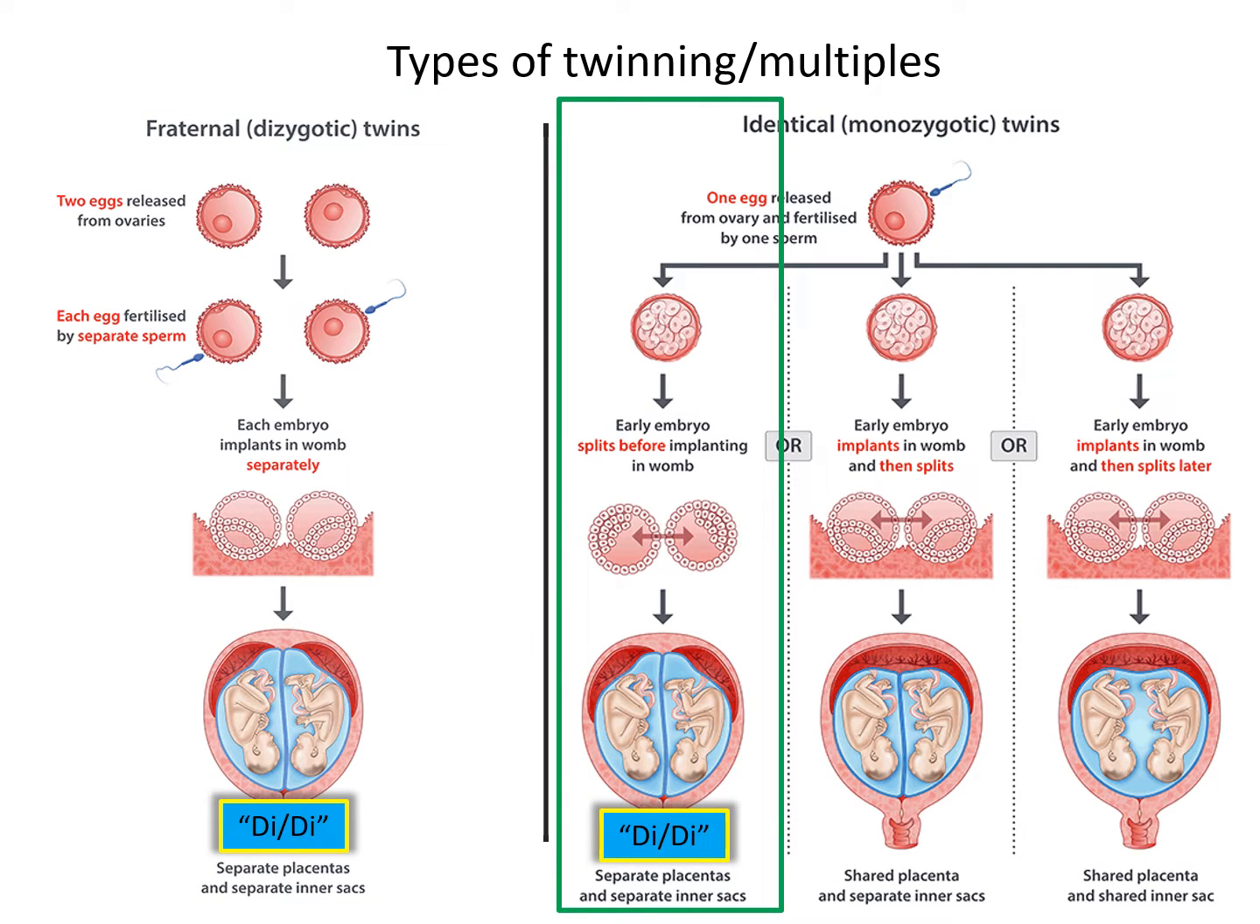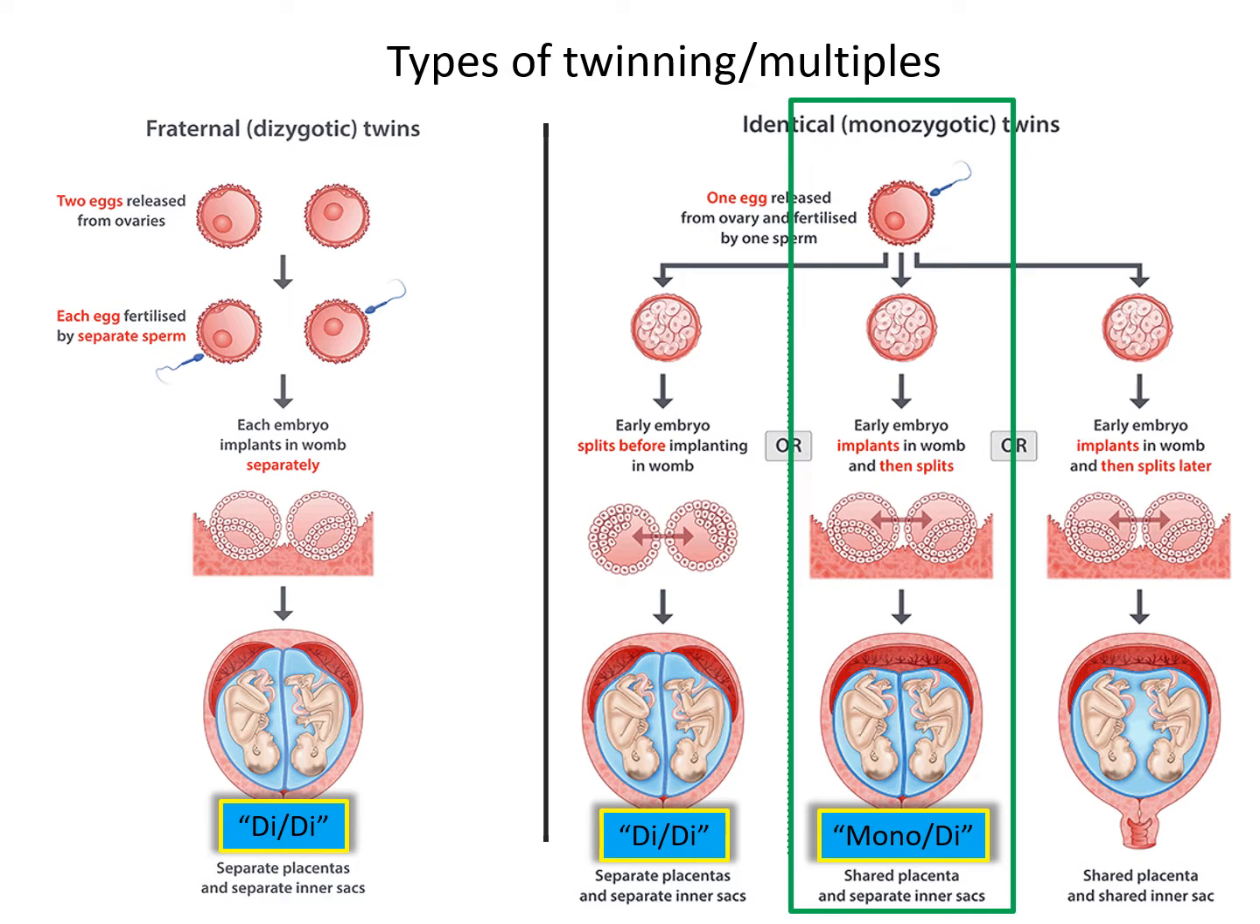With identical or monozygotic twins, one egg is released from an ovary and is fertilized by one sperm. And there are three different types. The first type is where the early embryo splits before implanting into the womb. And once it implants into the womb, the two embryos are separate with separate placentas and separate inner sacs. And this is also considered dichorionic, diamniotic.